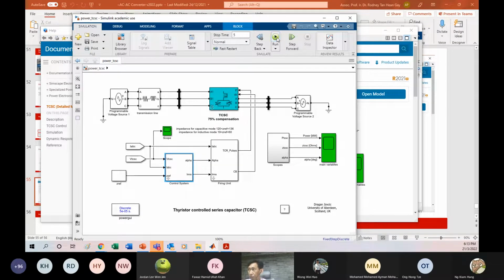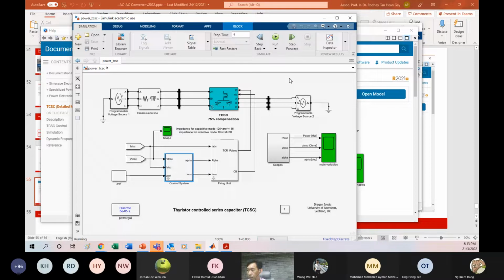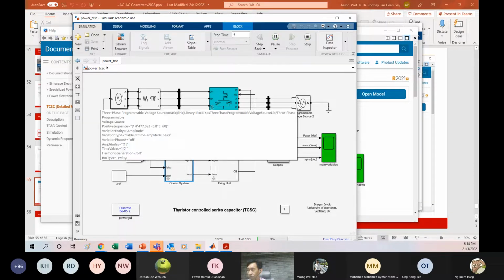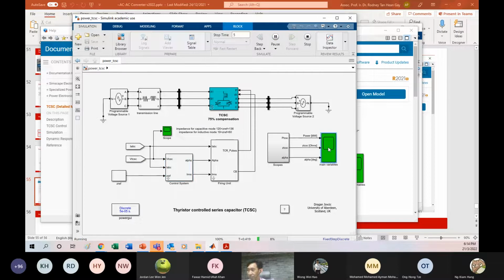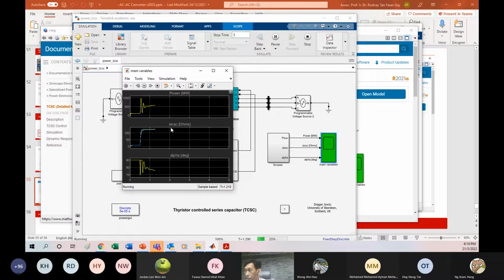So I just simply run this. Wow, 5 seconds. I don't know if this one's very fast or slow. Oh, very slow. I think this should be the scopes. Yeah, the power, the firing angle. And this one, I also don't know what this is. Ohms. Oh, the total reactance. Yeah, it calculates all this.